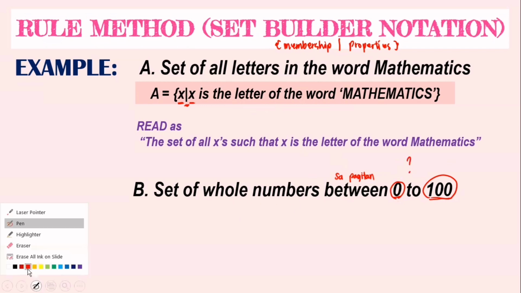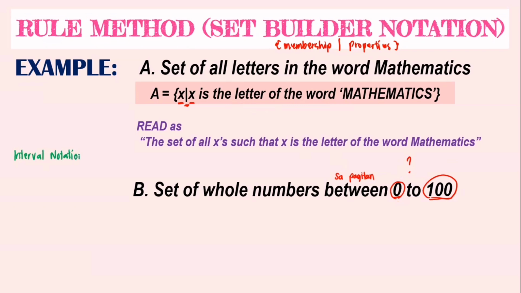Okay? So kung isusulat naman natin yan into interval notation, so kanina napag-aralan natin yung interval notation. Okay? Between 0 to 100, so ibig sabihin 0, 100. And ano kaya ang tamang parentheses ang ilalagay natin? Is it open or close? Okay? So ang gagamitin natin dito ay open parentheses and then open parentheses. Kasi sabi dito ay sa pagitan ng 0 at ng 100. Meaning, yung ating 0 ay hindi kasama, ang ating 100 ay hindi din kasama sa ating listahan.